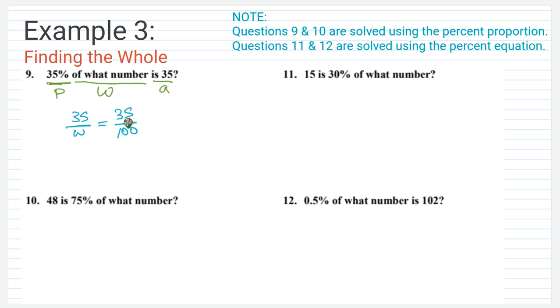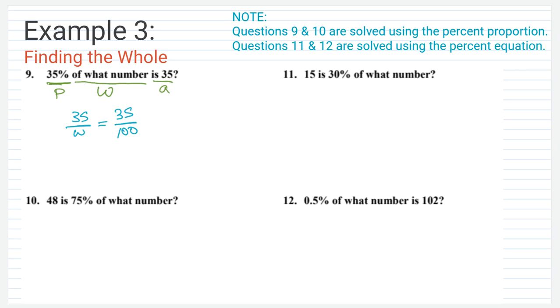Now what's really nice about this one, and we probably could have solved this one even without setting up a proportion, our W value is going to match the bottom portion. Our ratios are equal to each other. So 35 out of what is equal to 35 out of 100? It's going to be 100.